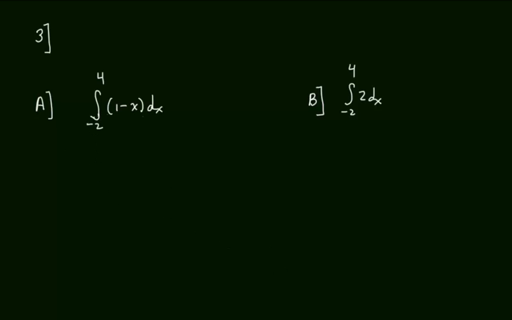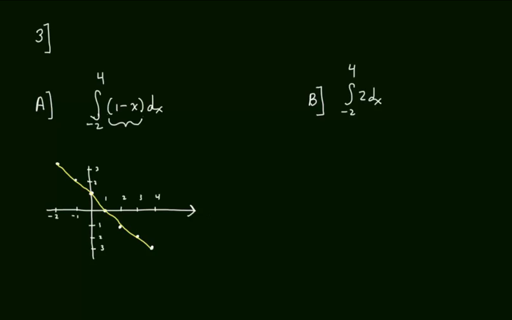In example 3, it wants us to evaluate these integrals, but it wants us to appeal to geometry. So I need to see what this integrand looks like as a function so that I can appeal to its geometry, see what shapes it makes. This integrand is the function 1 minus x, with a y-intercept of 1 and a slope of -1, and it looks like this. A line drawn in yellow, and of course this is a terrible line, it's all jagged. That is supposed to be straight.